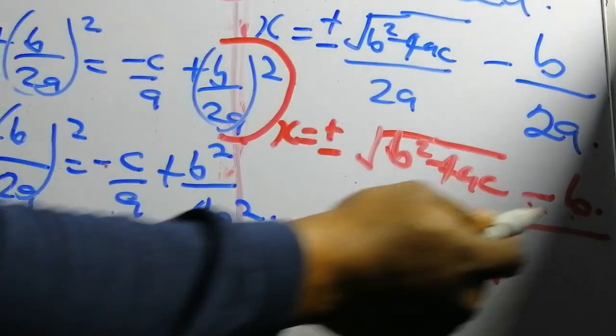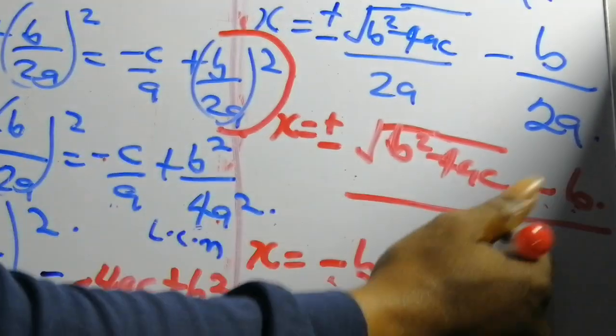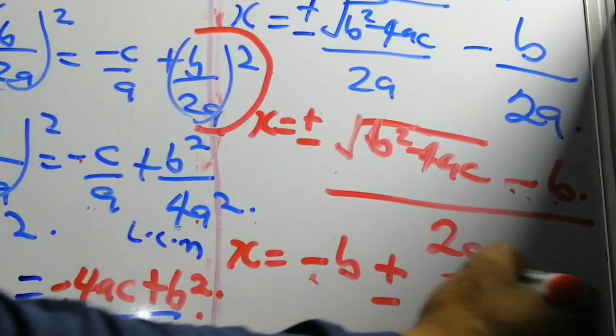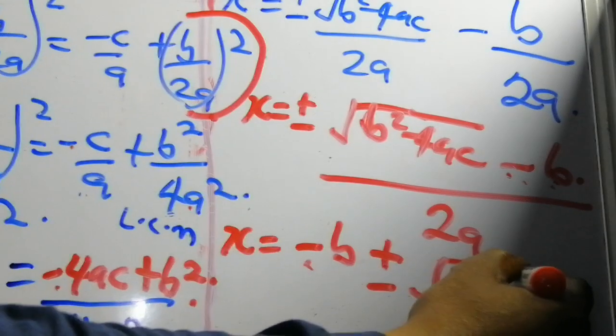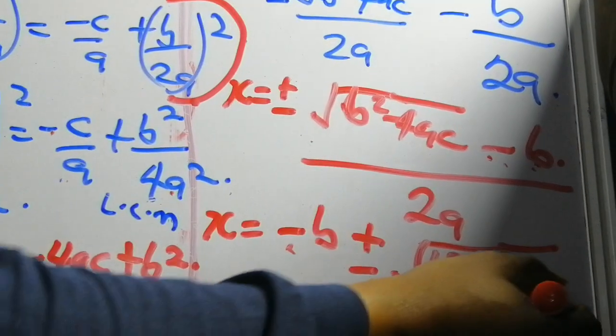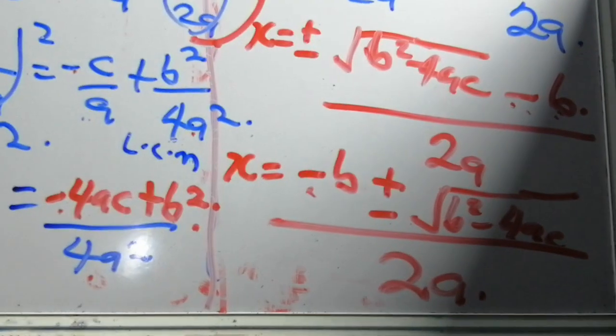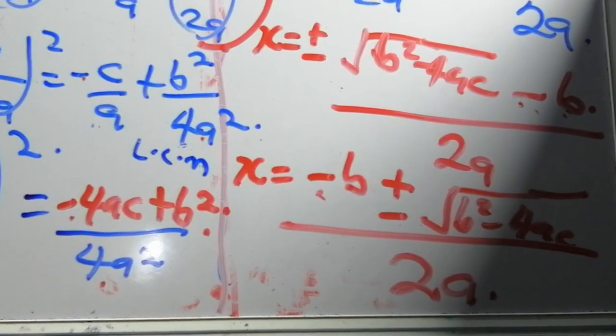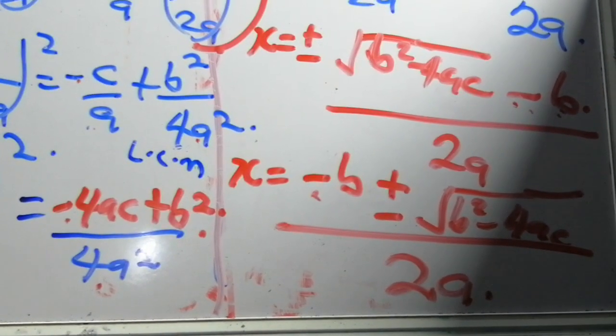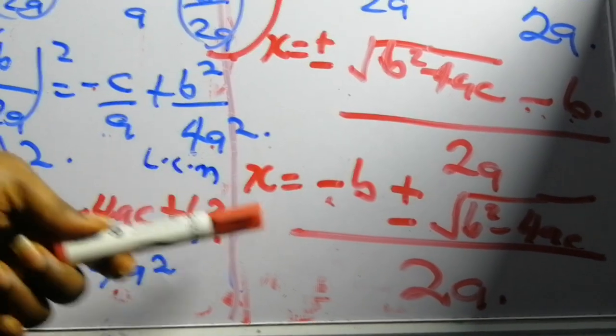So this one is what? Minus b. So plus or minus the square root of b squared minus 4ac over 2a. So ladies and gentlemen, this is what we call the quadratic formula.